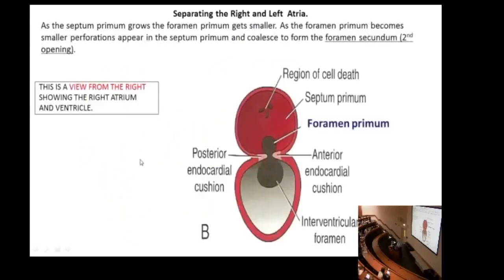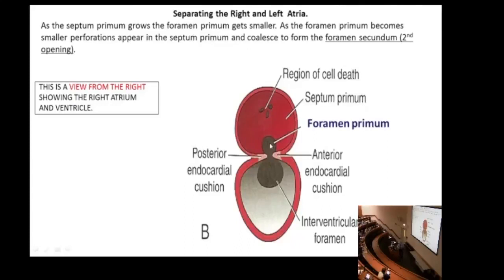If we looked at it from the right, now we're looking at a whole heart on the right side. This is the ventricle here. This whole red area is that first septum. Think of it as a window shade that's been pulled down. And it's being pulled down, and it defines a hole here that is just above this atrioventricular separation. And because it appears to be a hole, it's referred to as the foramen primum.